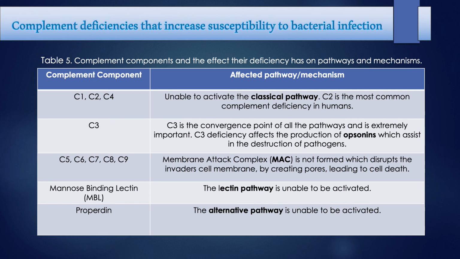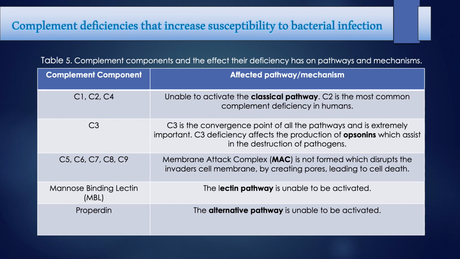The next component is C3. C3 is a very important molecule as it is the convergence point of all of the pathways. It is also very important in the production of opsonins, which assist in the destruction of pathogens. C3 deficiencies can also lead to pyogenic bacterial infections.